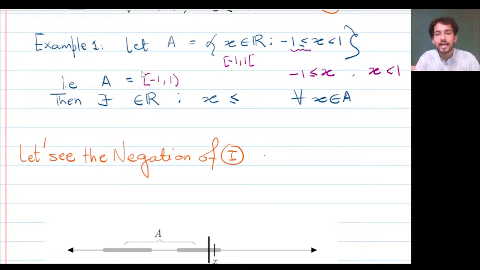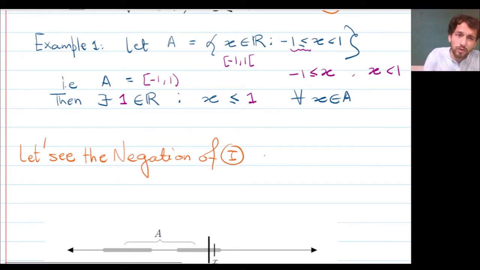Now I'm looking for an upper bound for this set. So I have to find an element such that all the elements of this semi-closed interval are less than or equal to that number. If you see here, there exists a 1 in R such that x is less than or equal to 1 for every x belonging to this interval.